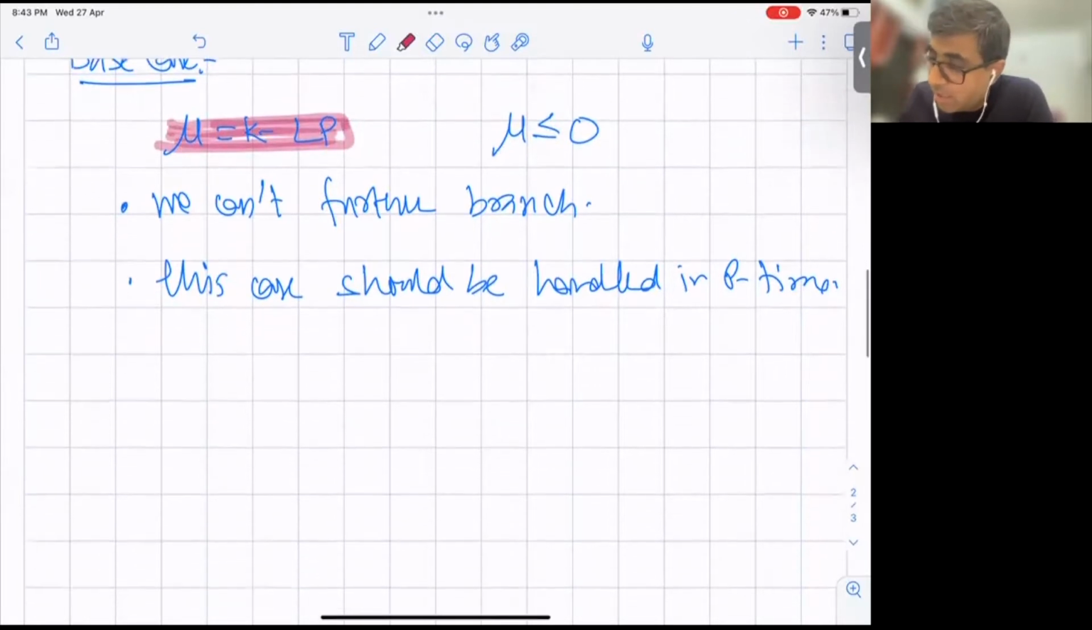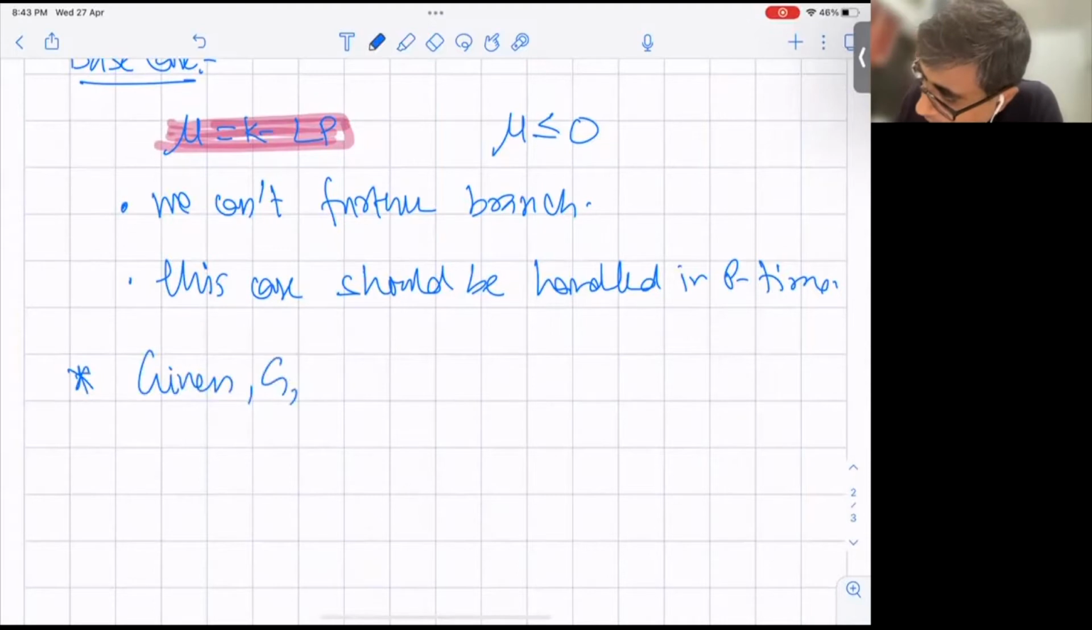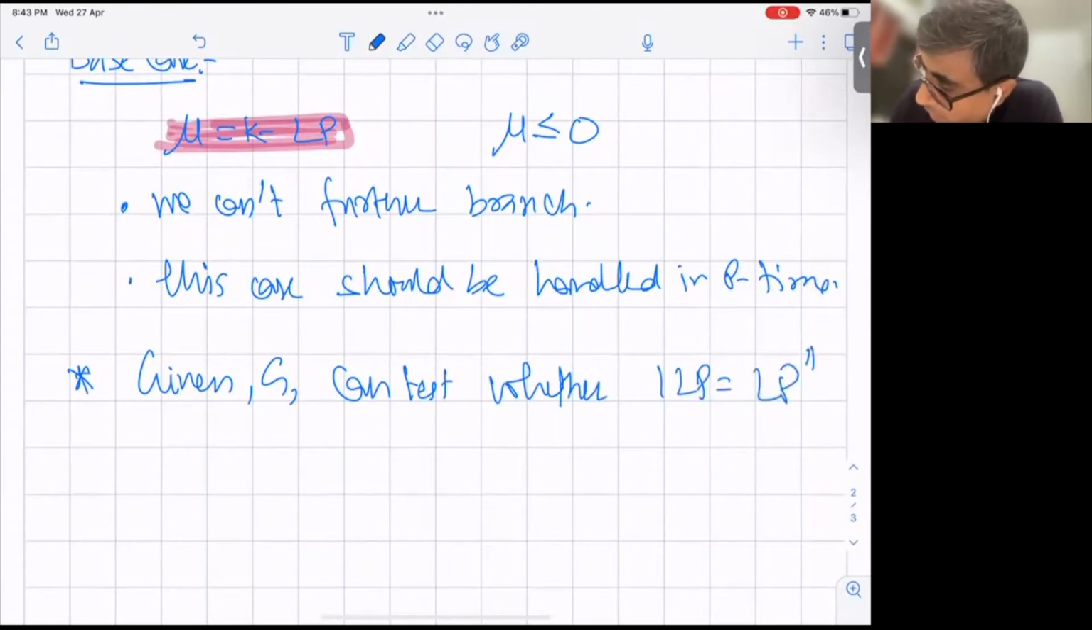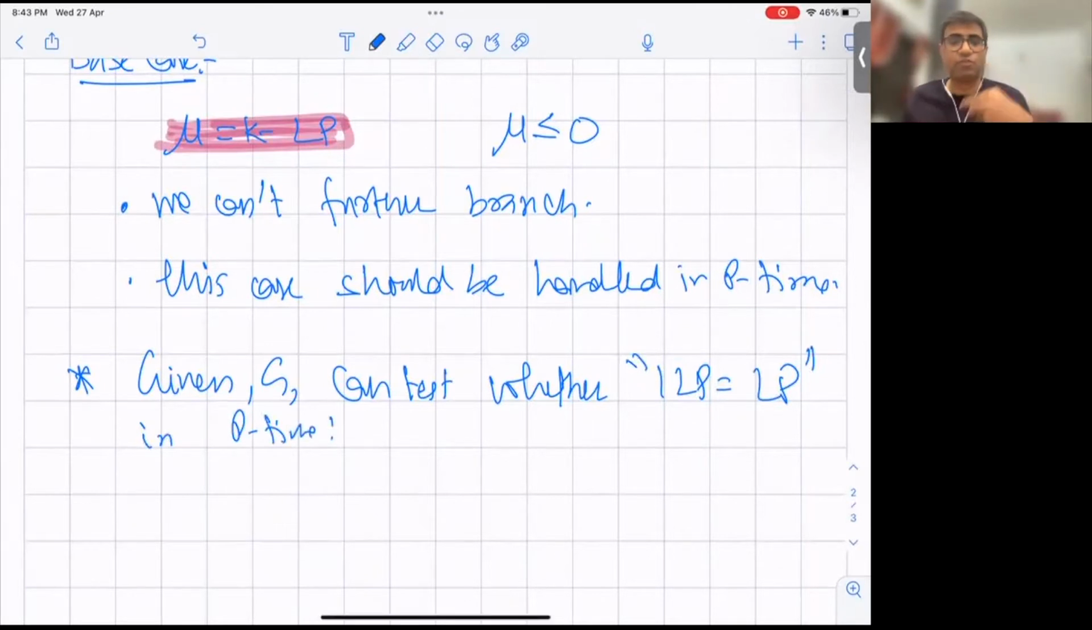Basically, it means our algorithm has built in an algorithm which, given G, can test whether ILP equals LP in polynomial time. Meaning, is the integral solution to G equal to the LP relaxation? If we just wanted to do that, we can do that testing in polytime.